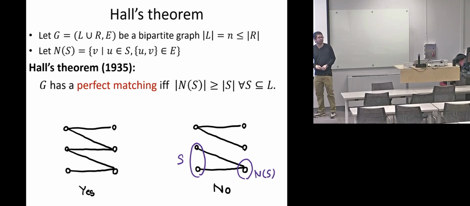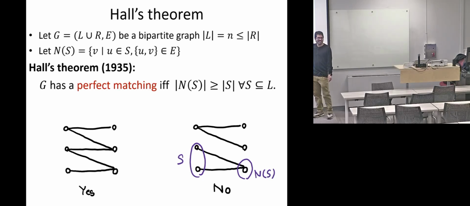Sorry, what is S? S is a set of vertices. Just any subset of vertices on the left. Okay. Yes, if the size of the neighbor set of S is at least the size of S, then it has a perfect matching.